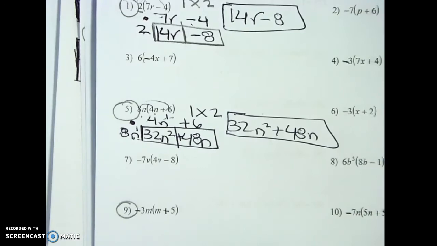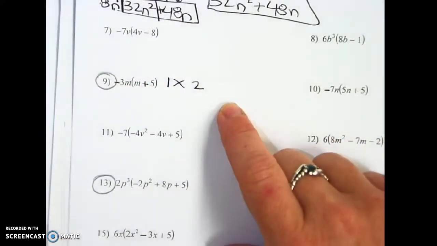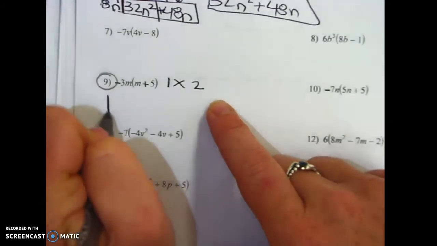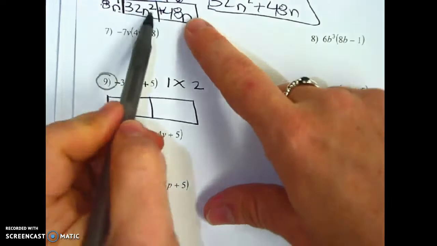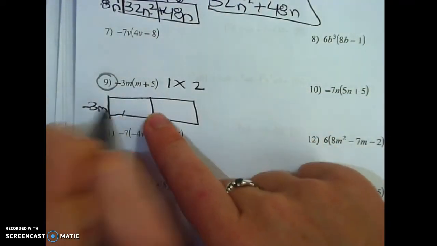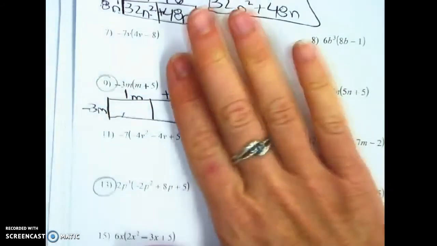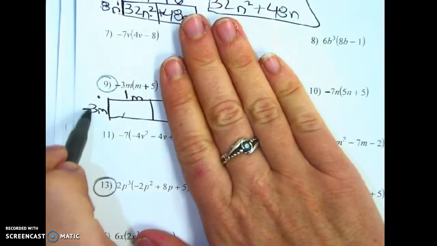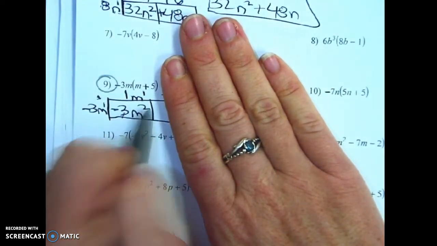Okay. Let's jump down to number 9. Number 9 has the dimension of a 1 by 2. 1 high, 2 across. Doesn't matter whether you make the box small or big or medium, whatever. Make it work for you. Negative 3m, 1m plus 5.